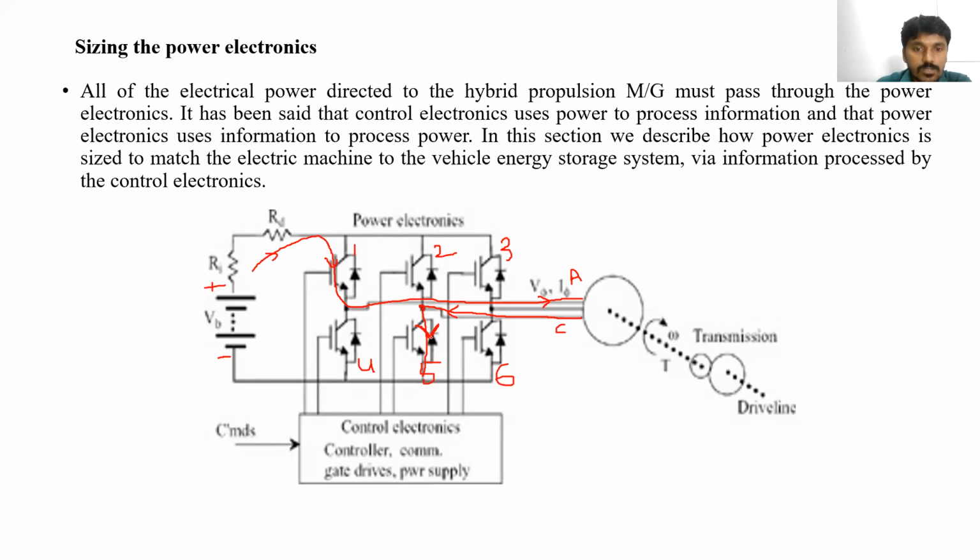Okay, the switch 5 should be turned on. When switch 5 is turned on, the current flows through this device and goes to the negative terminal of the battery. This is the path for the current flow. So that's what we are going to see here.